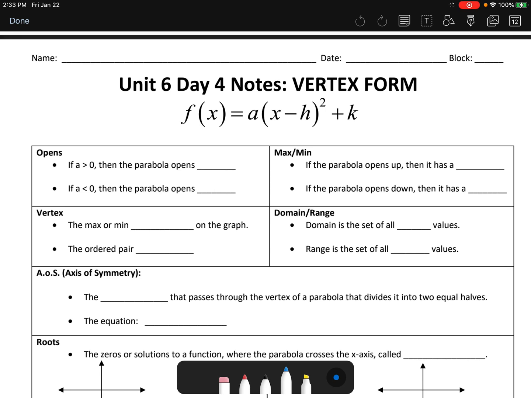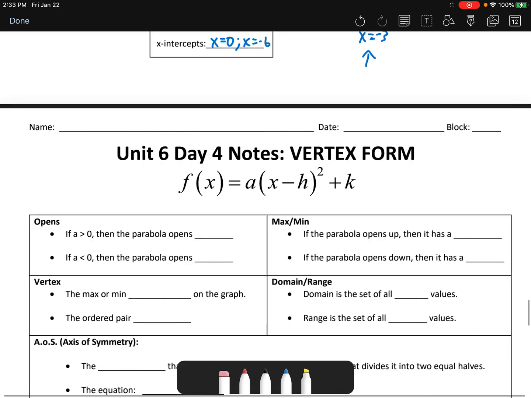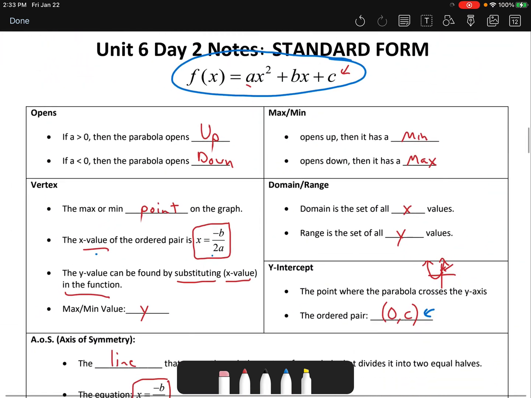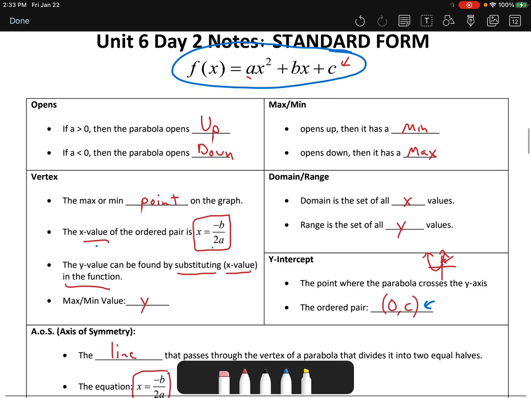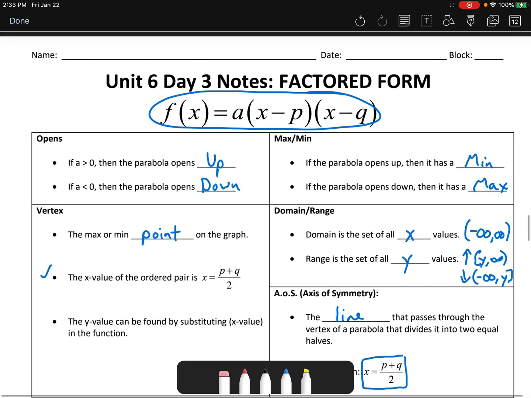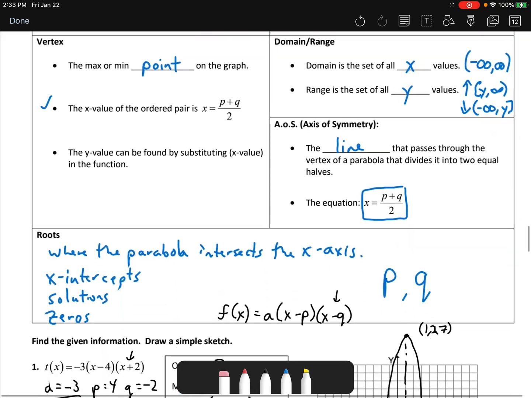This is the third installment of our quadratics, which is day 4 when it comes to what form we're dealing with. The first one was standard form, ax squared plus bx plus c. Last lesson was factored form, a times the quantity x minus p times x minus q.